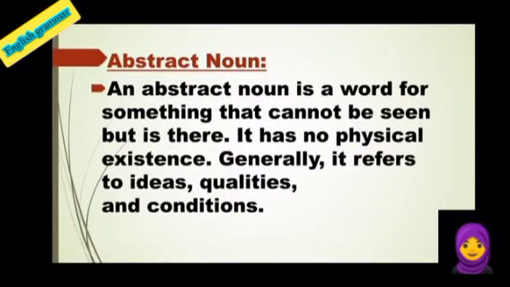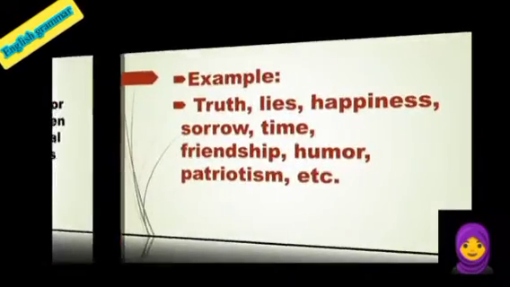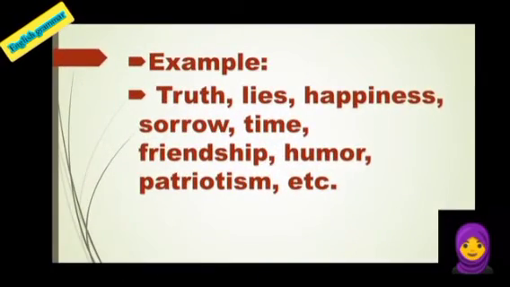Abstract noun. An abstract noun is a word for something that cannot be seen, heard, or even touched, but is there. It means it has no physical existence. Generally, it refers to ideas, qualities, and conditions. For example, truth, lies, happiness, sorrow, time, friendship, humor, patriotism, etc.